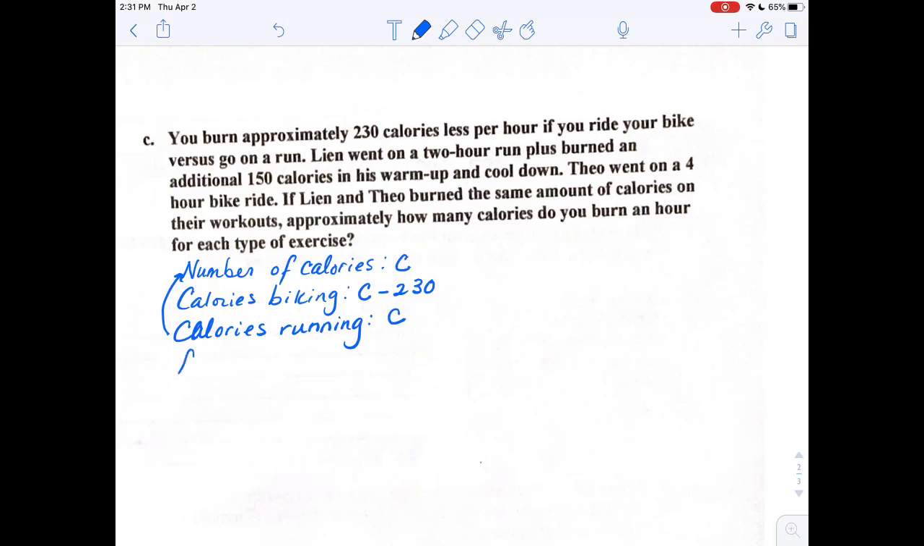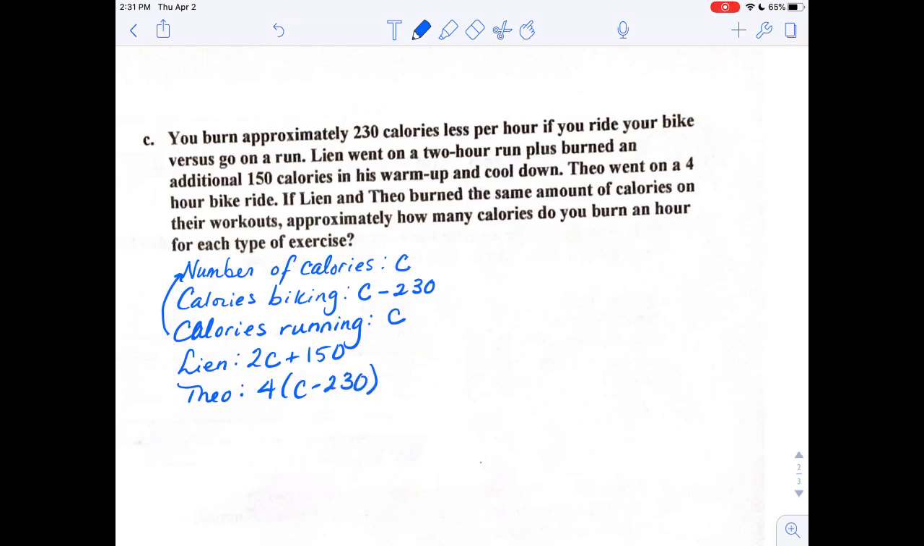And now let's look at who we're talking about. Leon. What did he do? Well, it says that Leon right there went on a 2-hour run. So 2 hours times the number of calories per hour. And then it says plus the 150 in his warm-up and cool-down. Theo, on the other hand, it says right there that Theo went on a 4-hour bike ride. So 4 hours, and the bike is C minus 230.